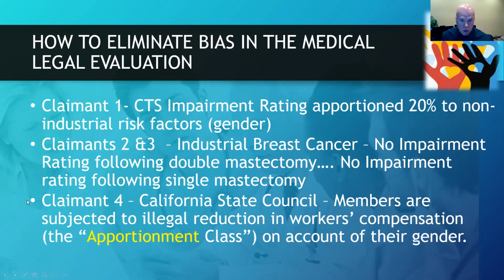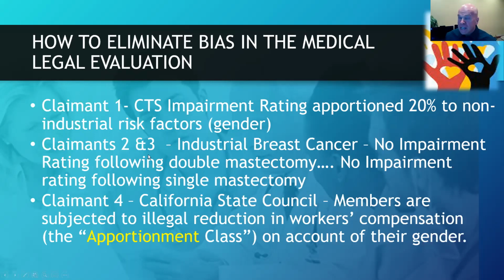And claimant number 1 rebelled because she was being punished, meaning her benefits were being reduced simply on the basis that she was of the female gender, a condition over which she had no control.